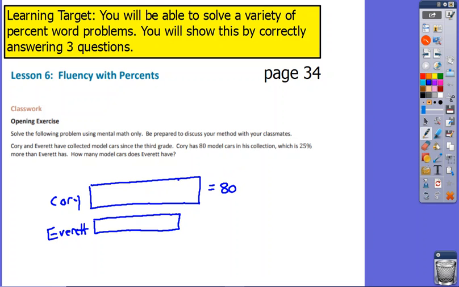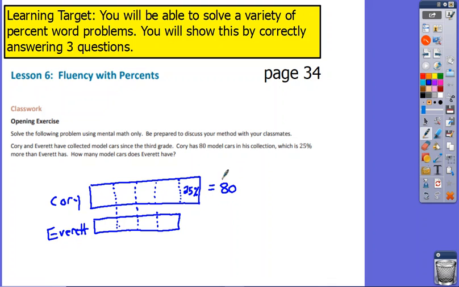So this little piece right here is the extra 25%. Now think about 25%. How much of 100 is that? Well, that's a nice easy one. That's just 100 into 4 sections. So let's break this down into 4 sections. Corey has 5 of these sections that are all 25%, and Everett has 4 of these sections.